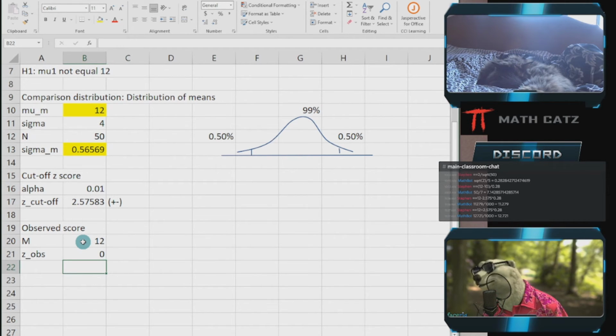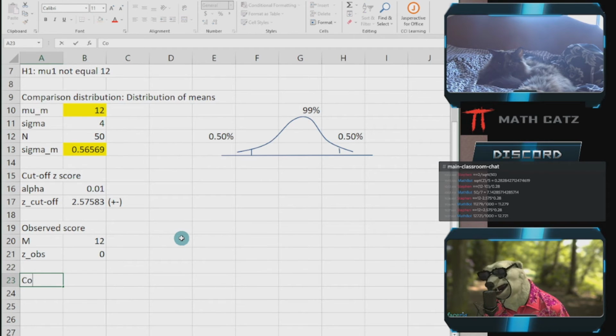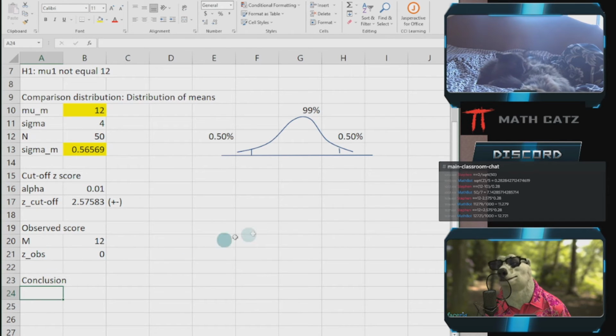So it's a little bit of a rare occurrence. Usually we don't get the comparison distribution population mean exactly. However, we'll update that in part D shortly. We'll get a conclusion. The conclusion is, when I compare the Z cutoff to the Z observed, we see that our Z observed score is right in the middle, not extreme at all.